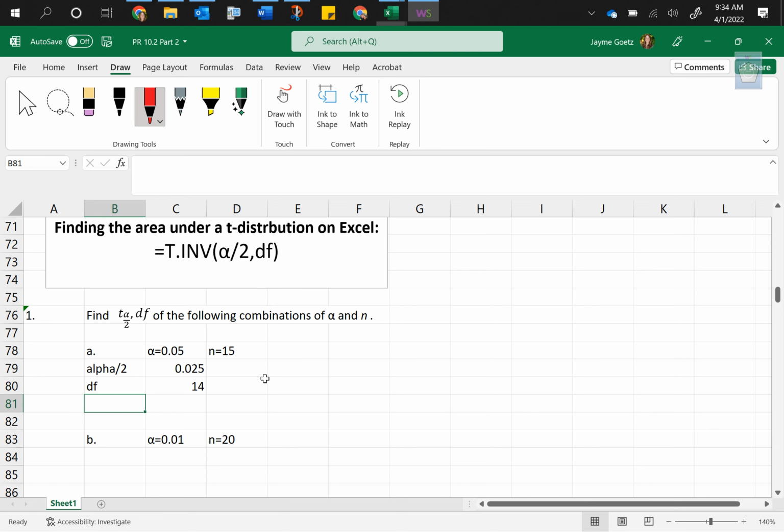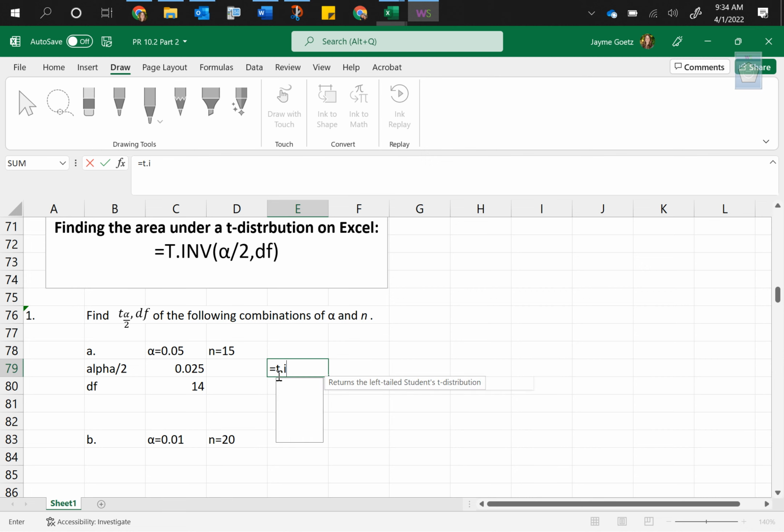Now, here is how we find the area under a t-distribution. We're going to type in equals t dot inv. And just like we did with the z-value, we need to find the area to the left of it. So, or excuse me, to the right of it. So we need to go 1 minus, and we want that 0.025. 1 minus 0.025. Then we're going to go comma. And my degrees of freedom, if you have the cell reference, you can use it. I always just type it in because we can do that mental math. And you should get 2.14.